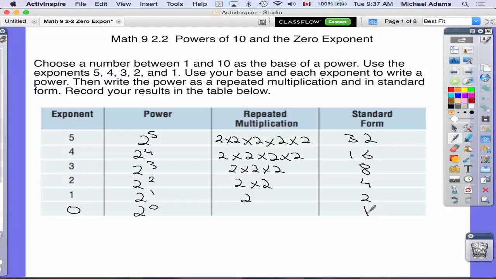Okay, just understand this. If you don't understand the logic, don't worry about it. As long as you know that anything to the exponent 0, no matter what, will always have 1 as its answer. Okay, because it just does. Just understand that.